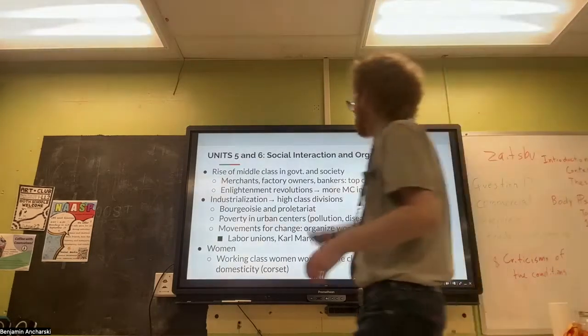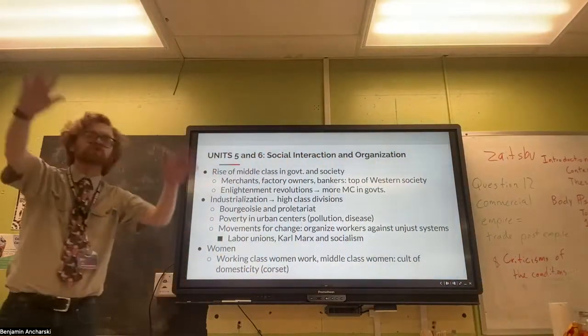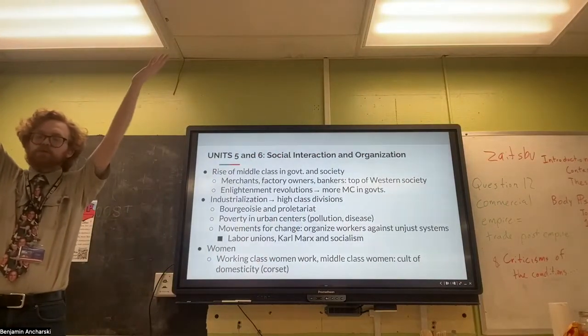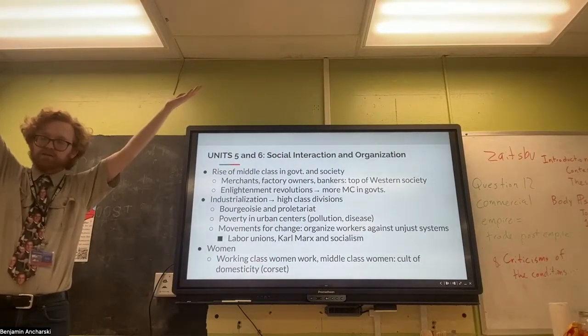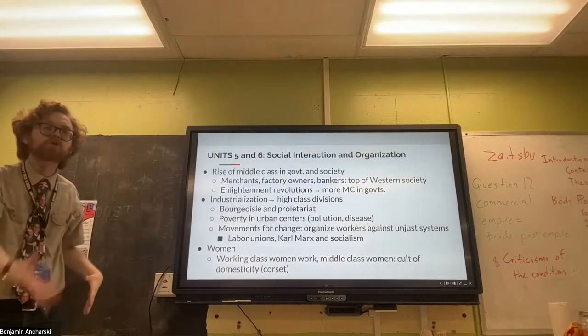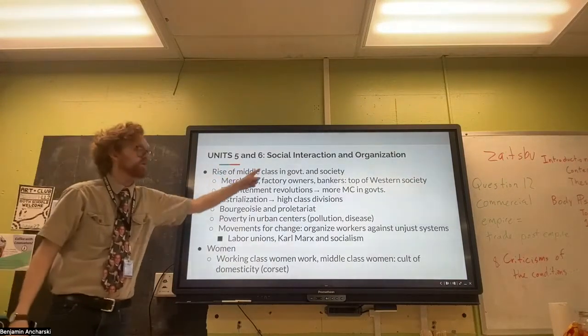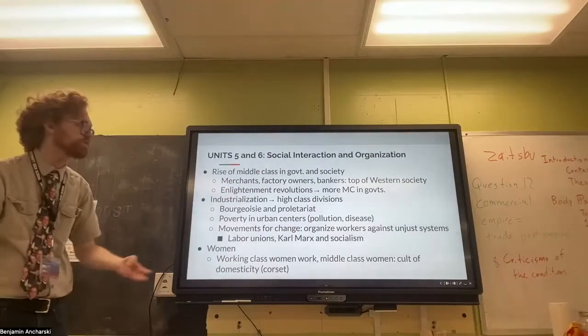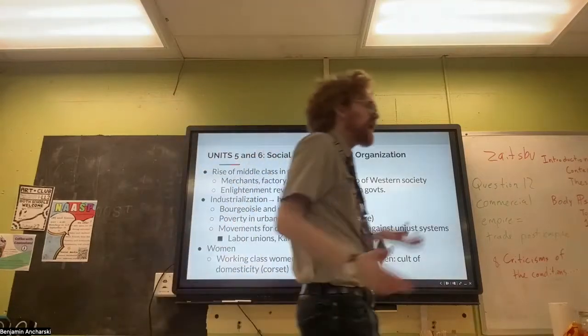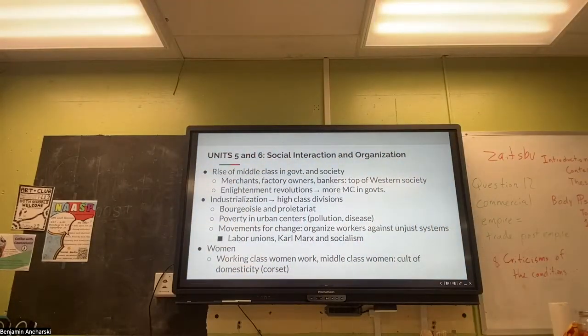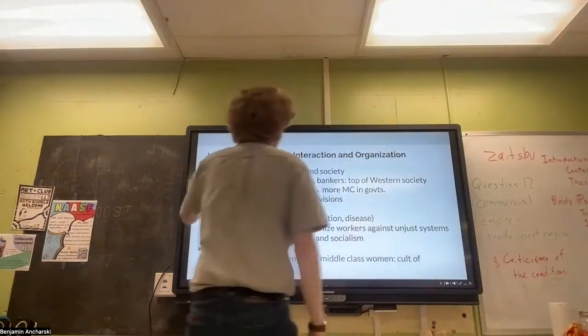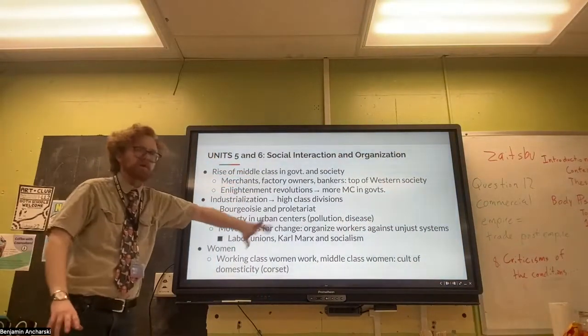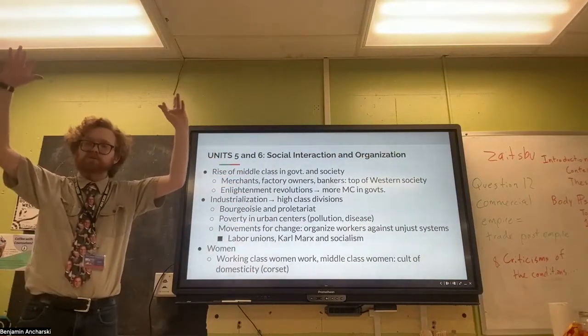All right. Social interaction, middle class. Before, the aristocracy was the dominant class. Guess what? The Enlightenment challenged that existence. Now we're starting to see more government involvement of the middle class, of merchants, of bankers, of private property owners. So your status in society is no longer based on who you're born to, but how much money you have. So wealth is now the determinant factor in social status. So merchants, factory owners, and bankers are now the top of Western society.